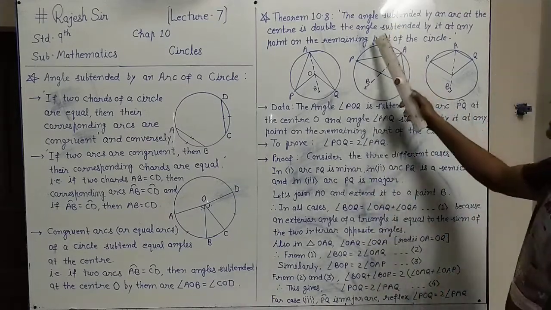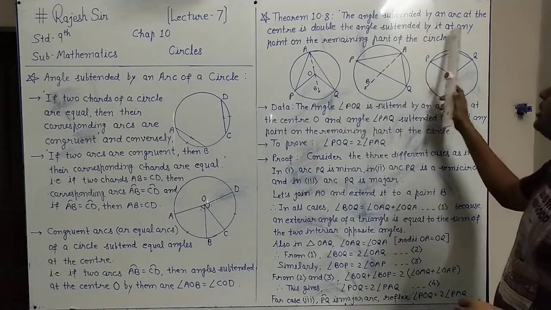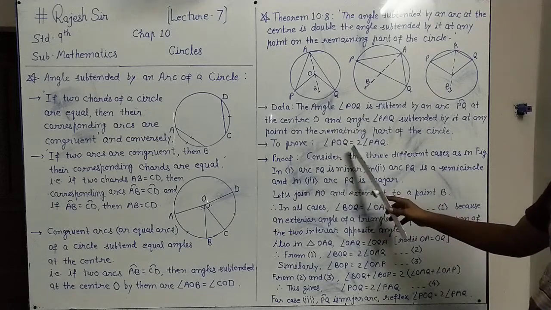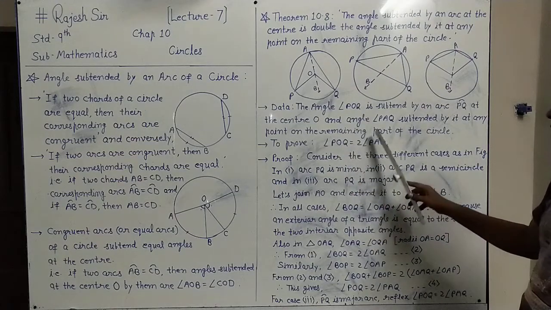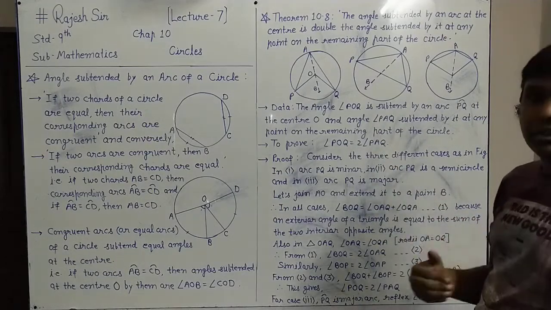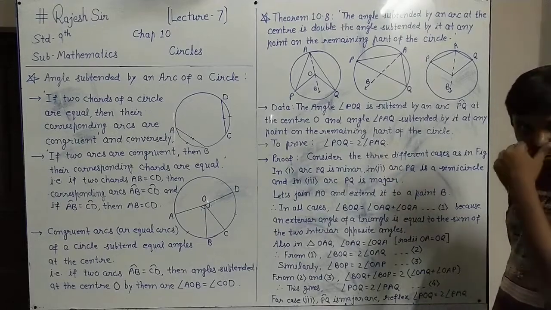What is the relation between them? The center angle is double the angle at the remaining part. So at the center, angle POQ equals 2 times angle PAQ, where angle PAQ is subtended on the remaining part of the circle. This is what we want to prove.